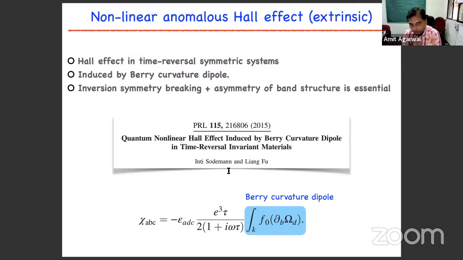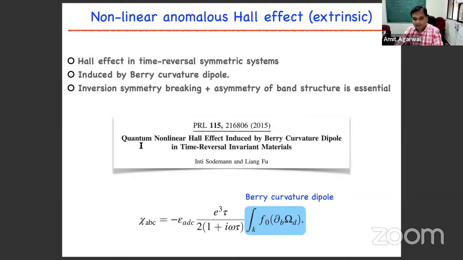So I'm going to talk about the nonlinear anomalous Hall effect, which is second order. If I apply a fixed current, I measure a voltage. If the voltage is proportional to I squared, then that is the nonlinear anomalous Hall effect I will talk about. So, second order nonlinear anomalous Hall effect. And Hall, because I apply an electric field or, let's say, current in the x direction, and I measure the voltage along the y direction. This came to prominence because of this particular paper by Inti Sodemann and Liang Fu in 2015, titled Quantum Nonlinear Hall Effect Induced by Berry Curvature Dipole in Time Reversal Symmetric Systems.